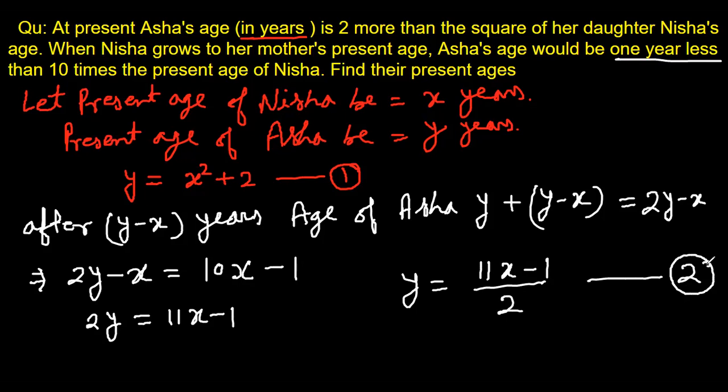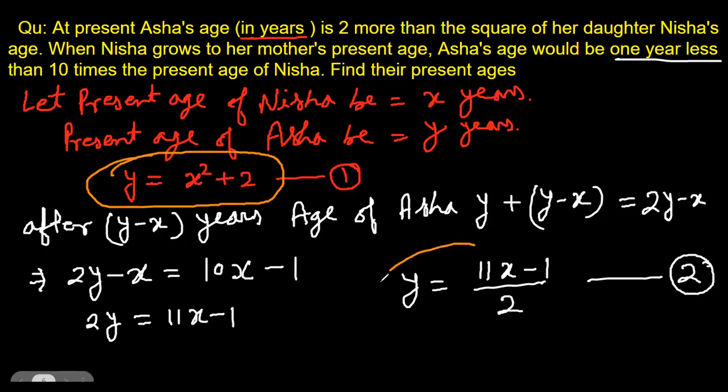Now from 1 and 2, can we equate values of y? Yes, that will give us a quadratic equation in x. We can simplify it to get x, and once x is known, we can get y. All right, so we are going to do that. We will say this y over here is same as this y. All right, let's go. X squared plus 2 is equal to 11x minus 1 by 2.